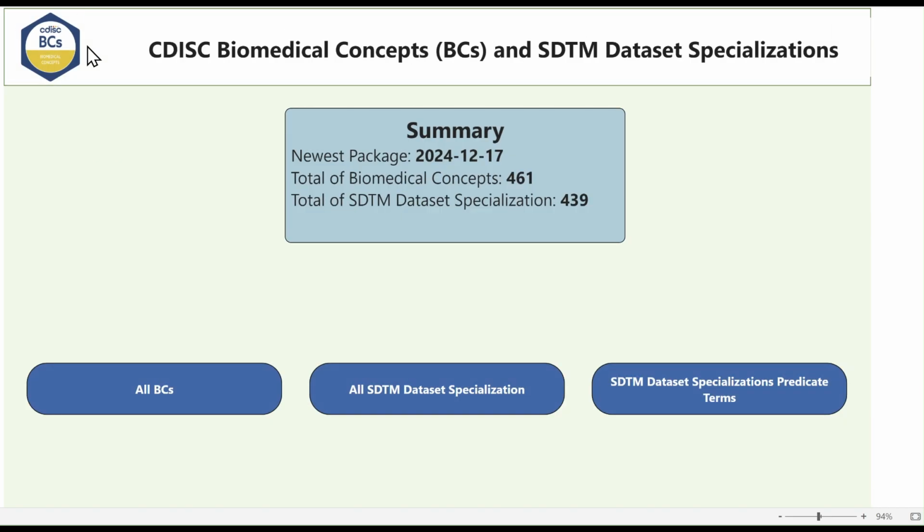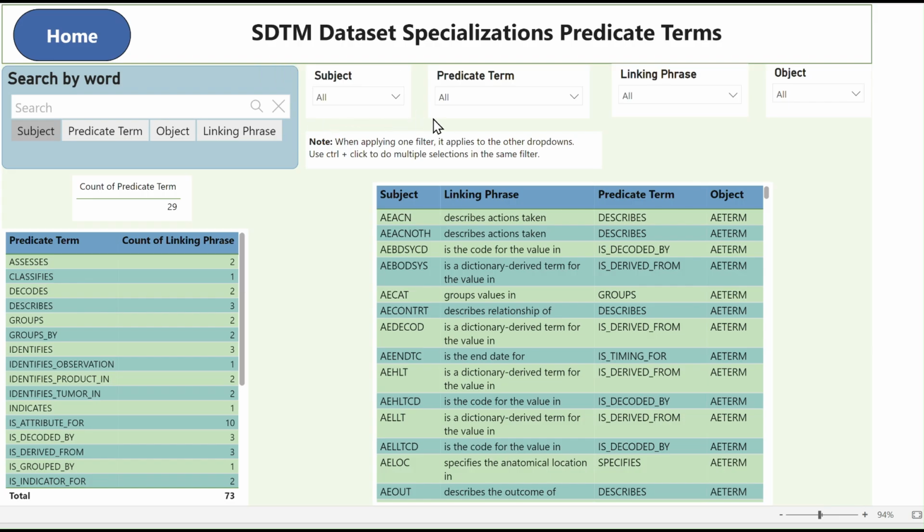The next page is SDTM Dataset Specializations Predicate Terms. This page helps us to do searches by predicate terms, linking phrases and objects, and uses the same format as the previous ones. We can also find a table showing each predicate term along with the number of linking phrases associated with each.